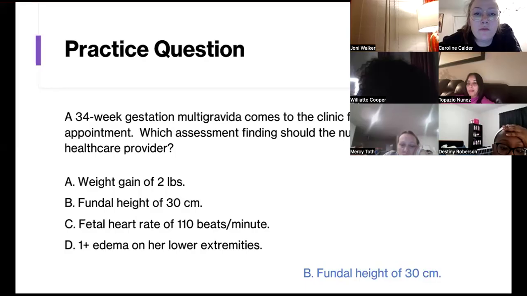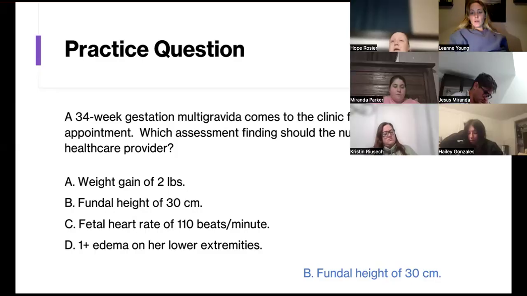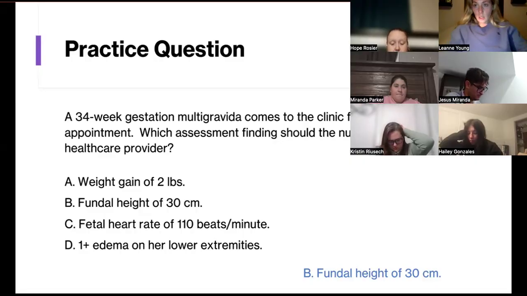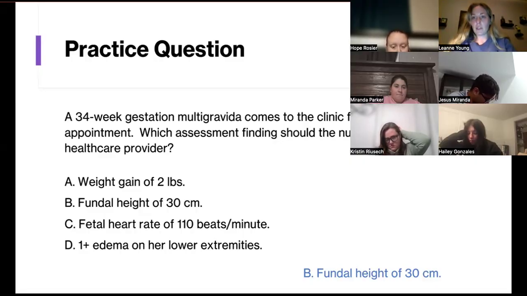Fetal heart rate. For your reference, I would write this down. A normal fetal heart rate is 110 to 160 beats per minute. So that would be okay. Is it a little on the lower end of that? Yes, but it's still within the normal range. A weight gain of 2 pounds at this stage of pregnancy is okay. Usually in the third trimester, they're gaining about 1 pound to 2 pounds every week. Our fundal height is concerning because at 34 weeks gestation, let me see if I can find a chart or a good picture to pull up for you guys.